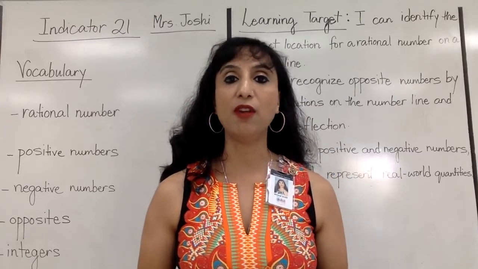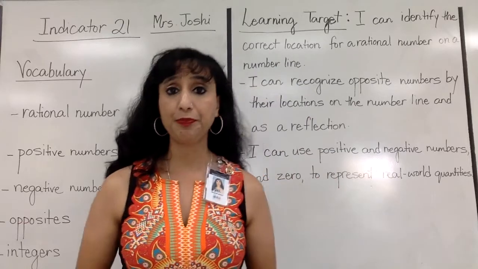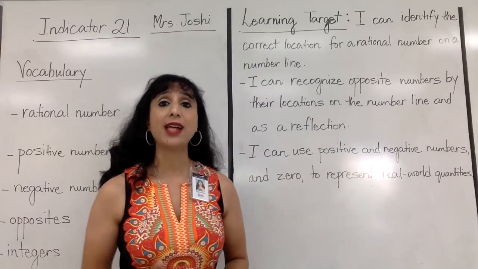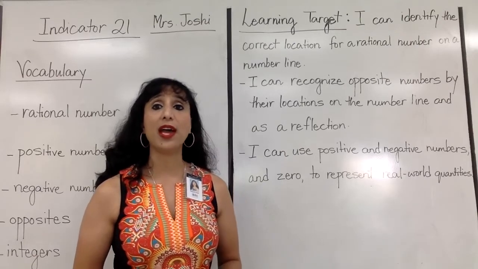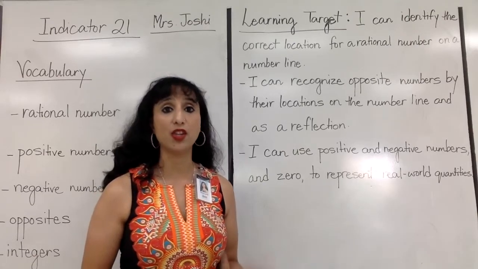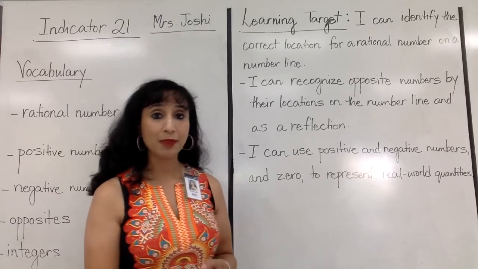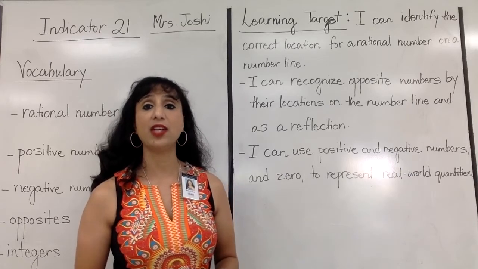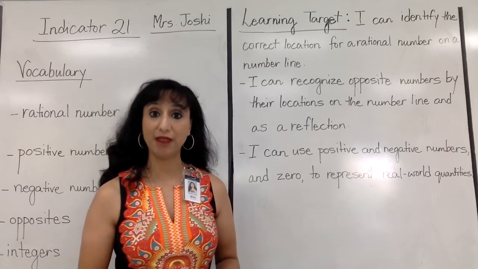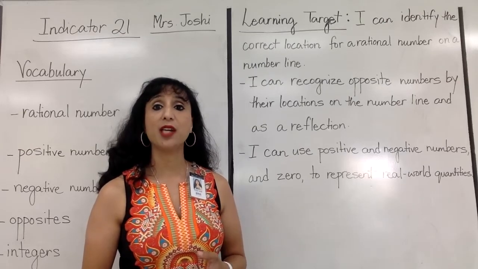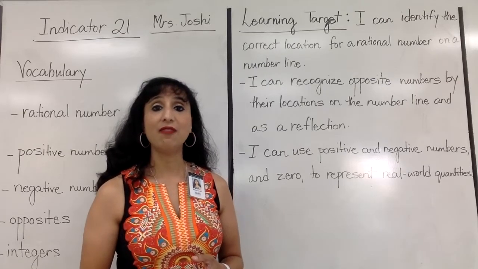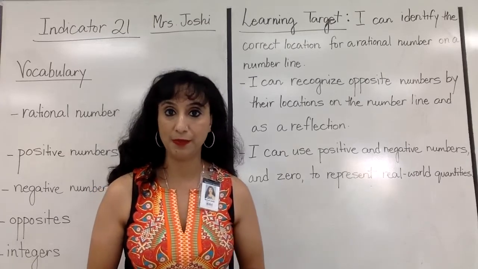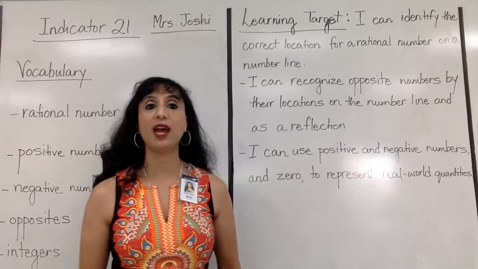There are a couple of learning targets on this one. And your learning targets are, I can identify the correct location for a rational number on a number line. I'll talk to you about what a rational number is in a minute. I can recognize opposite numbers by their locations on the number line and as a reflection. And I can use positive and negative numbers and zero to represent real world problems. Okay, so these are the three learning targets we have here.